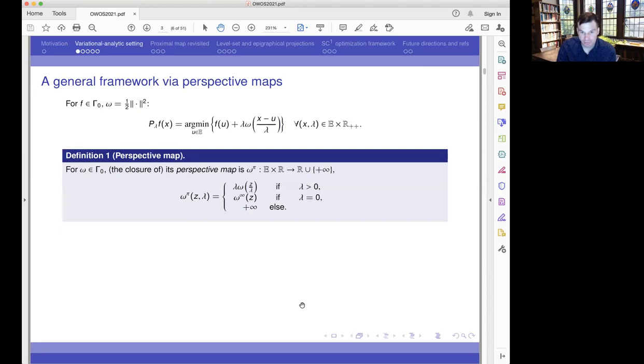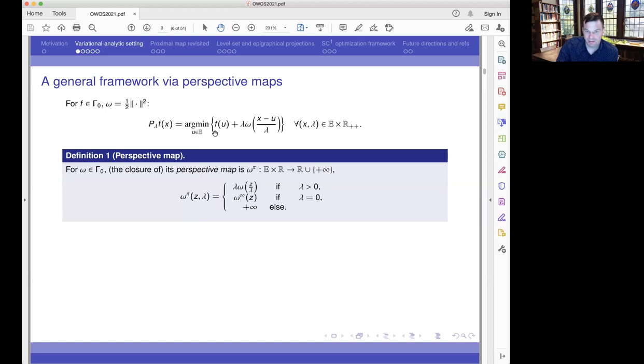Okay, so what we do is we first embed this whole business in a slightly larger perspective. This broader perspective is really more interesting if you're looking for the variational properties of the Moreau envelope. The Moreau envelope is the optimal value function where the prox is the optimal solution function. But I think it's still worthwhile to look at this slightly broader perspective here.